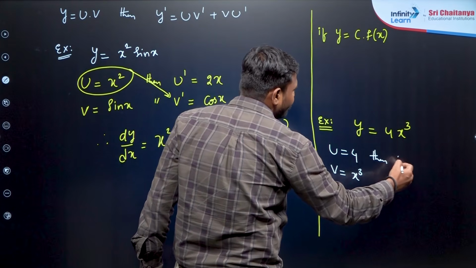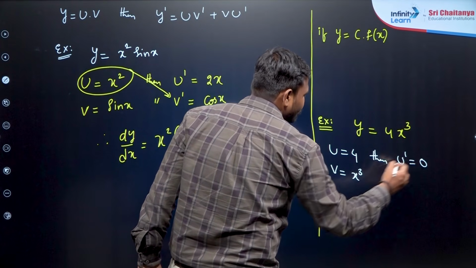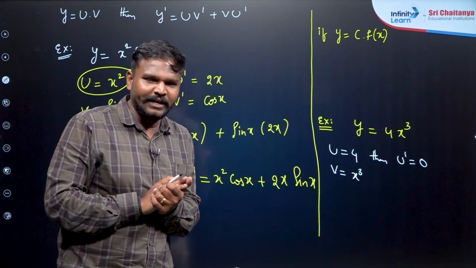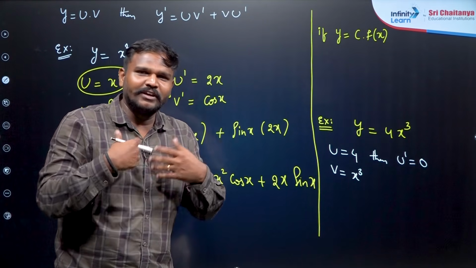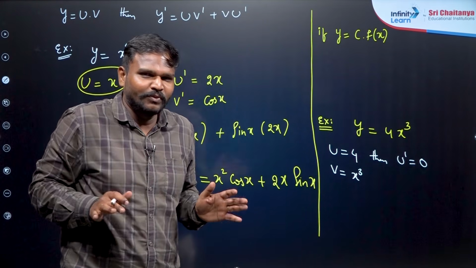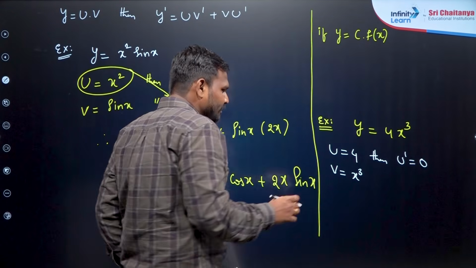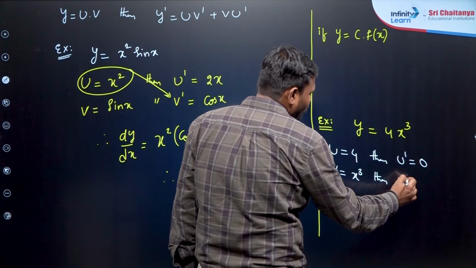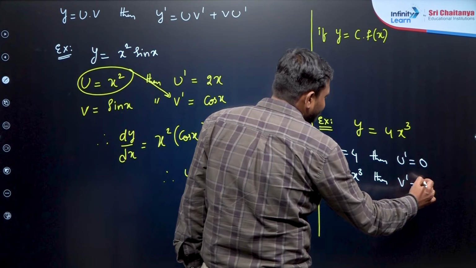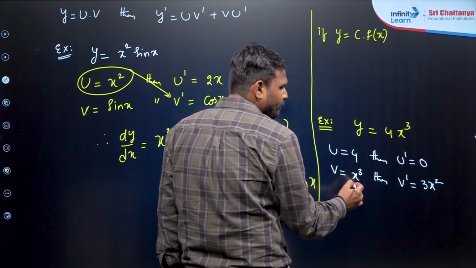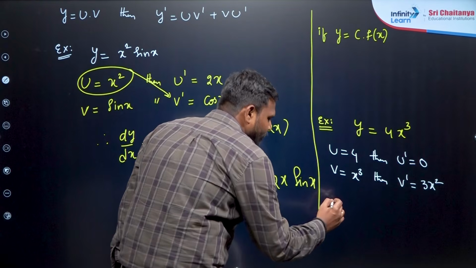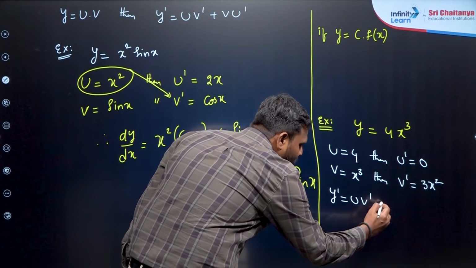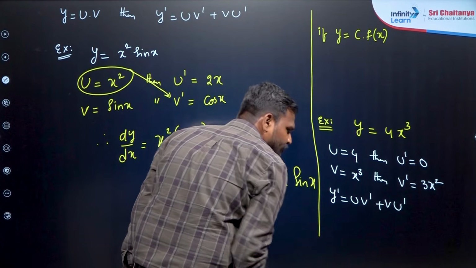What is the derivative of a constant? Correct, 0. Because we have just discussed, if there is no independent variable, the change in dependent variable will be 0, dy will be 0, the smallest element is 0, right? Then what is the small change in v dash now? X cube derivative is 3x square, multiply the power and subtract 1 from the power. Now y dash is u v dash plus v u dash.